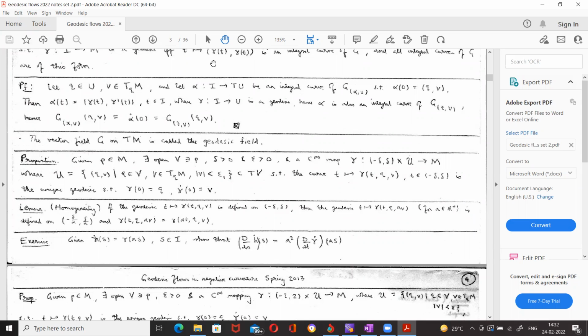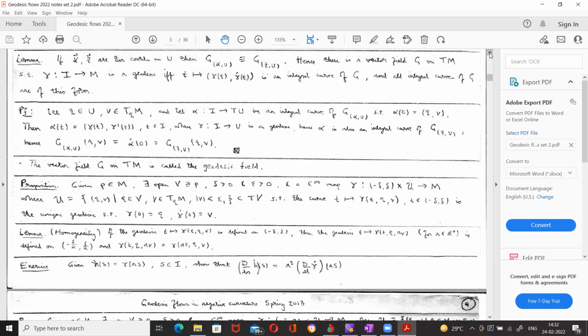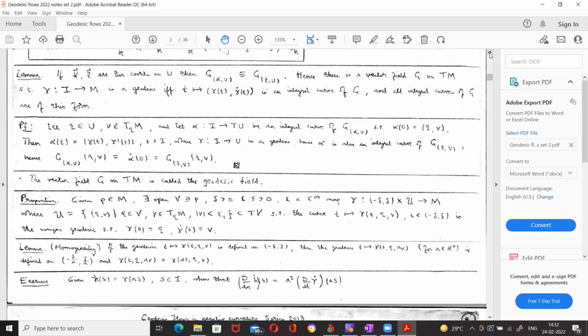The integral curve will be a curve in TM. You project it down, you get a curve in M. That curve in M is a geodesic. So, to summarize, can we say that integral curves of G are essentially determining all the geodesics on M by the first projection? Yes. And vice versa, geodesics in M determine integral curves of G, right? That's what we proved in this lemma.